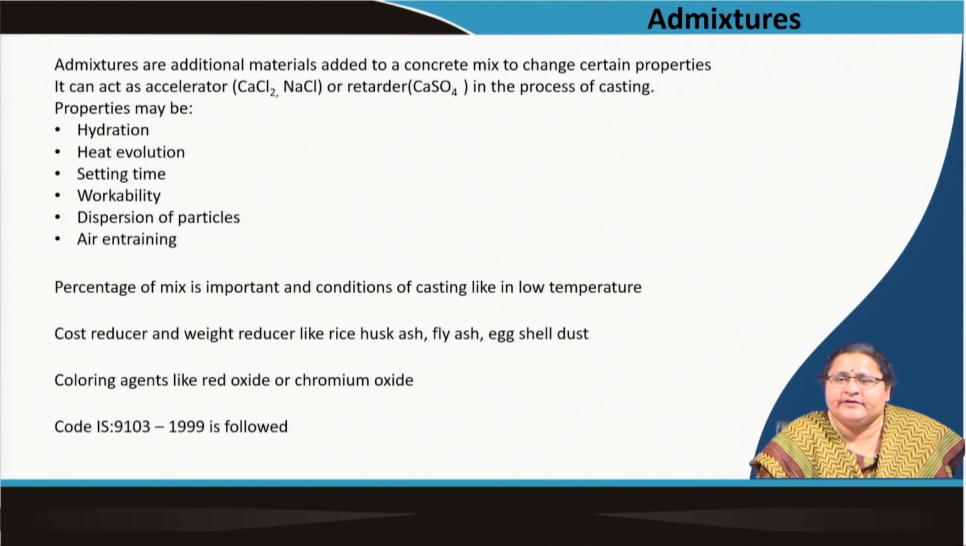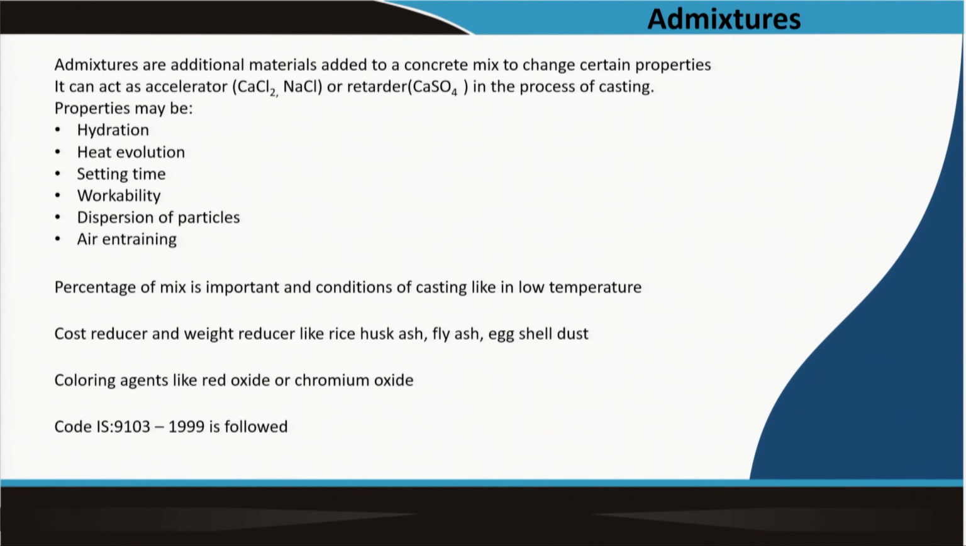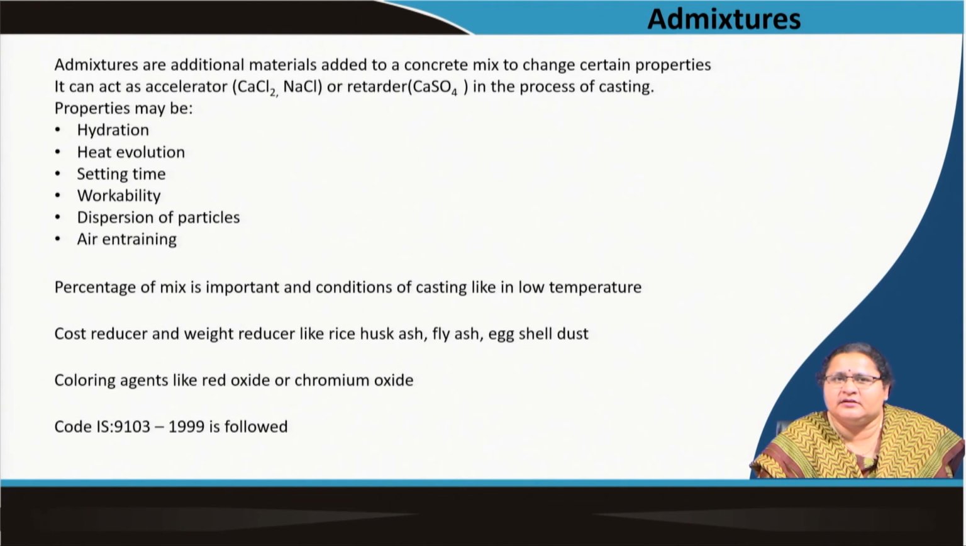They can air entrain, bring in air particles inside. They can be coloring agents, as you see, red oxide, chromium oxide. They can be reducers, cost reducers, weight reducers like fly ash, rice ash, eggshell dust. But what are they? They are all silicates, silicon dioxide. They have 80 to 90% silicon dioxide. Eggshell dust has calcium oxide. So, all these finally help in the process of hydration, process of setting, and obviously they are used whenever they are required or recommended.